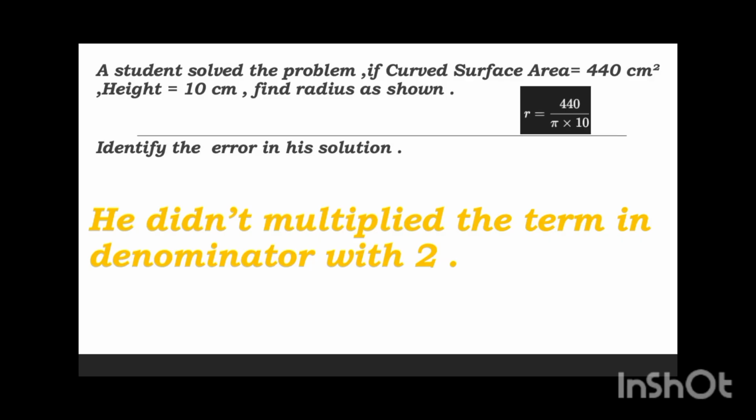A student was asked to find the radius of a cylinder if the curved surface area is 308 centimeter square and height is equal to 7 centimeter. Student's first step of solution is 308 is equal to pi r square. Identify the mistake in his solution. So he used the base area formula instead of the curved surface area.